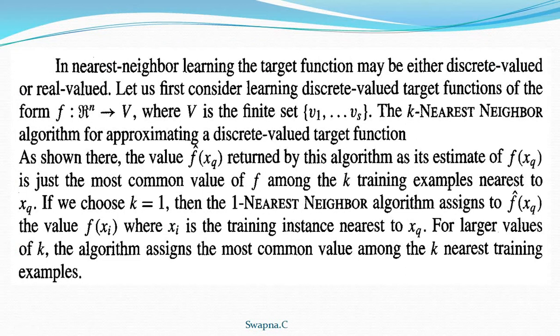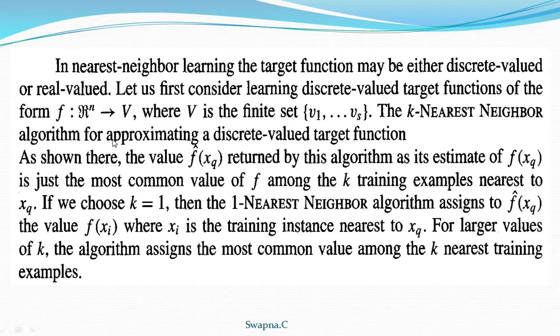In nearest neighbor learning, the target function may be either discrete valued or real valued, that is, continuous valued. Here we are considering a discrete valued target function. It is represented in the form f: R^n to V, where V is the finite set v1 to vs. What is V? V means the values of the classification, or the values of the target function.